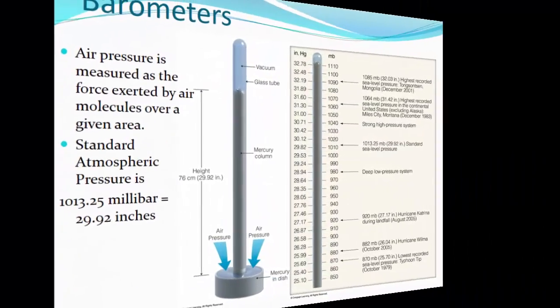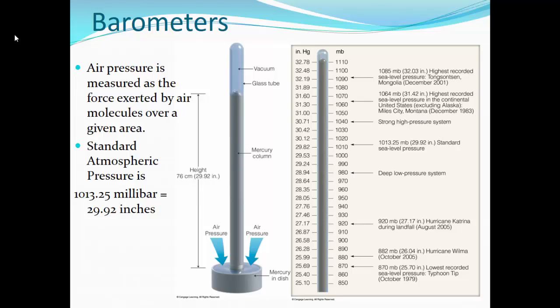The first thing we want to talk about is how we actually measure air pressure. Air pressure, or atmospheric pressure, is measured by the force exerted by air molecules over a given area. As that weight is pulled by gravity toward the surface, it creates pressure over the surface, and that's our air pressure. So standard atmospheric pressure at the surface, generally around 1,000 millibars. To be precise, standard atmospheric pressure is 1,013.25 millibars, which equals 29.92 inches of mercury.